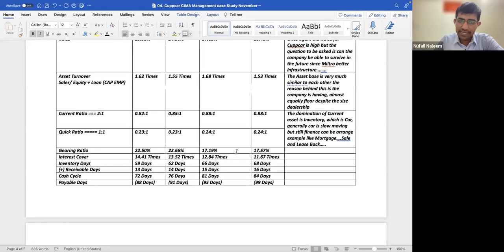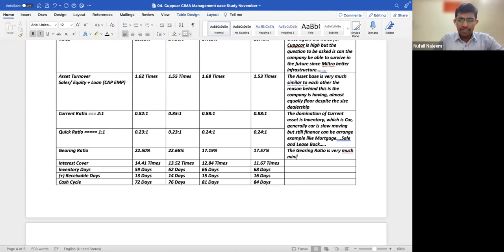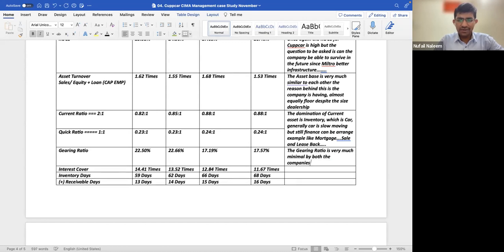22.26, 17, and 9.17.57. So I'll write down here. The gearing ratio is very much minimal for both the companies. For whom, students? For both the companies. Do you agree with me, students? Yes or no? For both the companies.